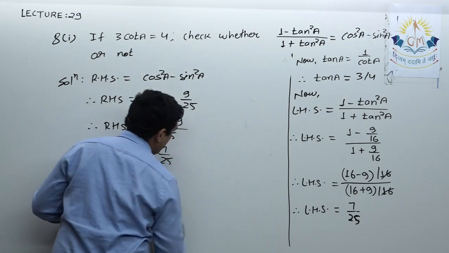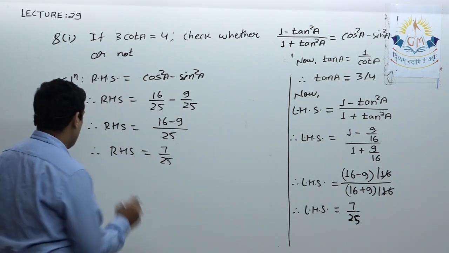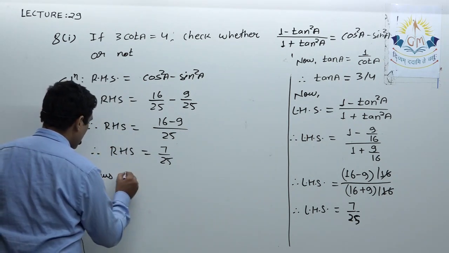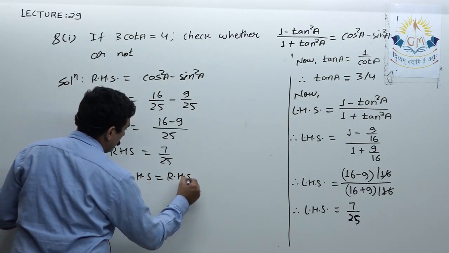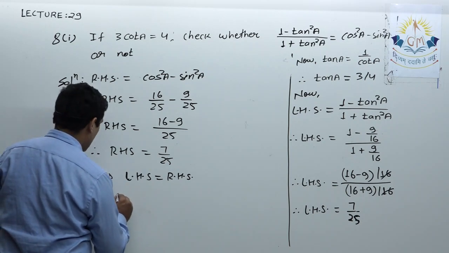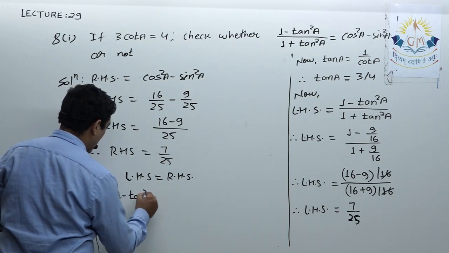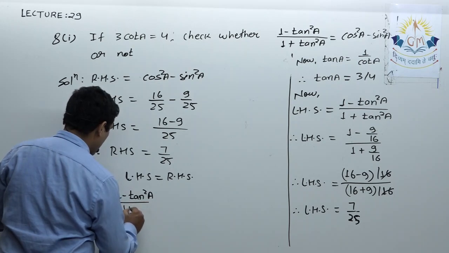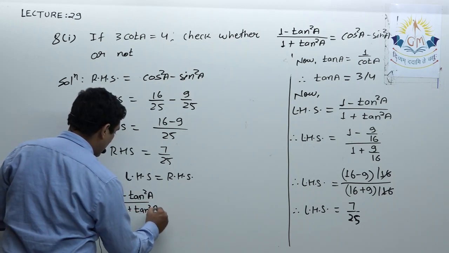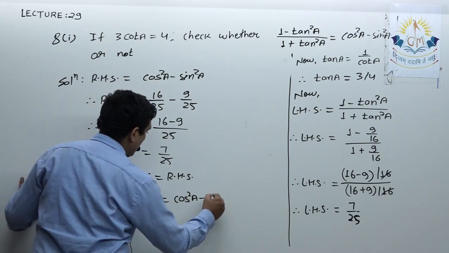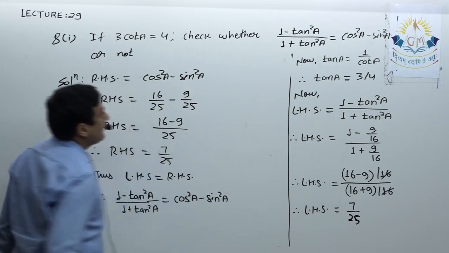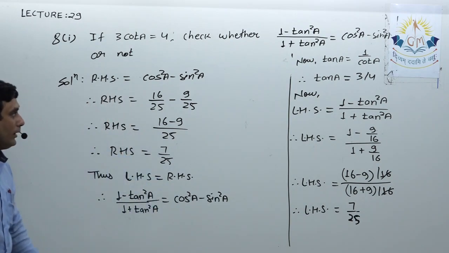So here RHS and LHS are equal. Thus LHS is equal to RHS. Therefore, 1 minus tan square A upon 1 plus tan square A is equal to cos square A minus sin square A. So these two are equal. Note it down, then we'll see the next question.